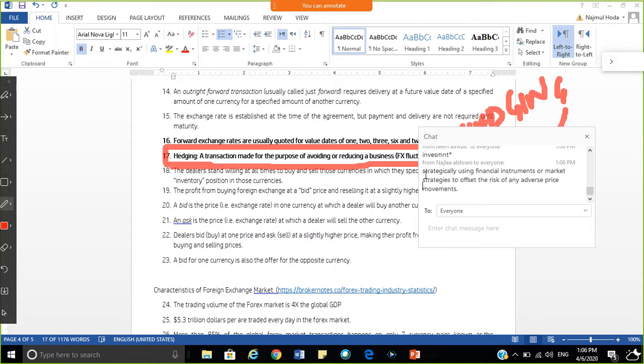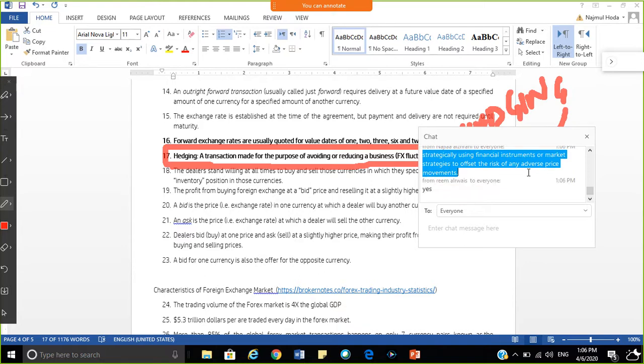Very good. Have you copied it? But still, whatever you have found, did you understand? What did you write? Strategically using financial instruments or market strategies to offset the risk of any adverse price movements. Excellent. Very good.